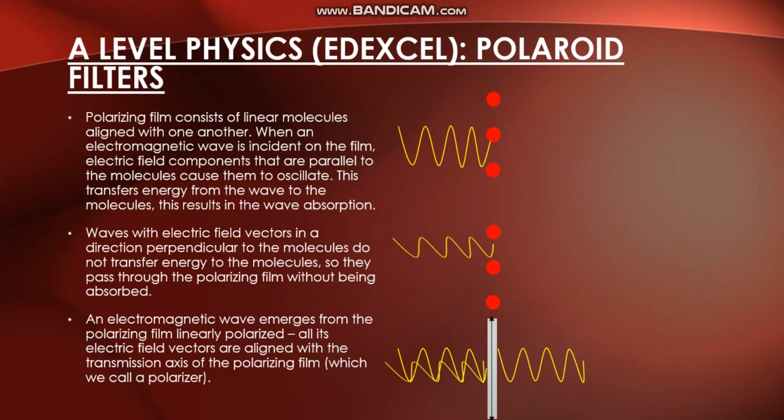However, in the second diagram, we have the following wave that is oscillating along the z-axis with its electric field, which is perpendicular to these molecules. So no energy is transferred to these molecules and the wave is able to pass through without being absorbed. And what we would end up with is an electromagnetic wave which emerges from the polarizing film, which is linearly polarized. So all of its electric field vectors are basically aligned with the transmission axis of the polarizing film.